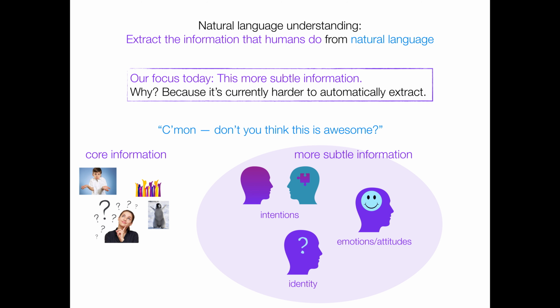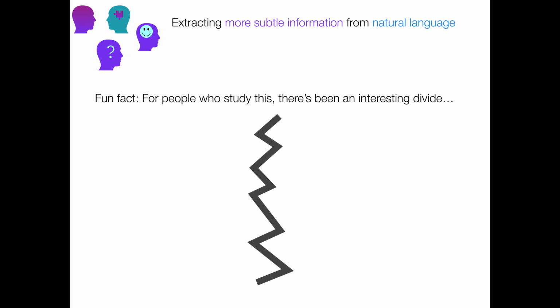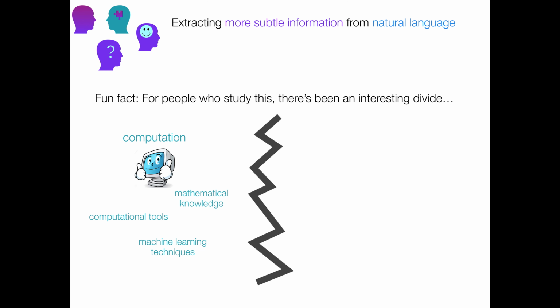And why is because it's currently harder to automatically extract. And so a fun fact is that for people who study this question of extracting more subtle information from natural language, there's been an interesting divide to the different approaches. So on the one side, we have very computational approaches, so using lots of really hardcore mathematical knowledge, really strong computational tools, really powerful machine learning techniques.